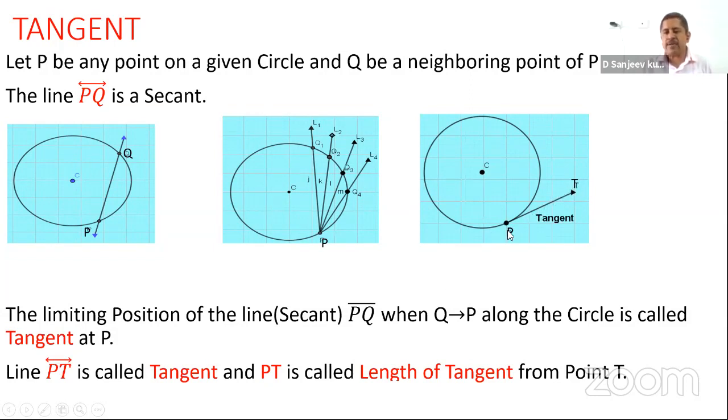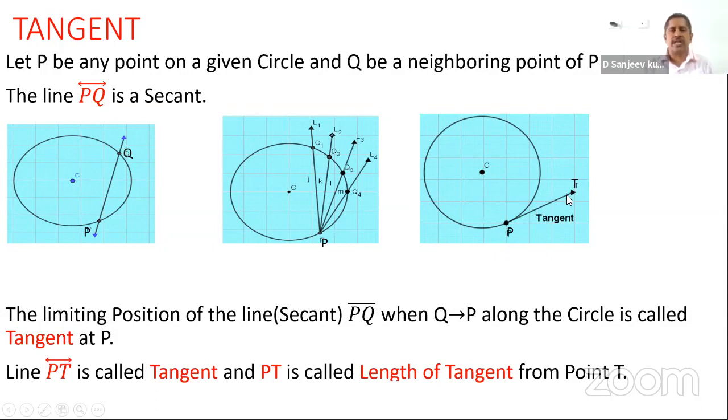And the distance between P and T is what is called the length of the tangent from the point T. So the line PT is called a tangent. When you say line, you can extend on both sides. So the line is the tangent. So what have you done? The secant can be made a tangent once you move one of the points, keeping the second point fixed along the circle. The secant is going to become a tangent. So the secant PQ has become the tangent.